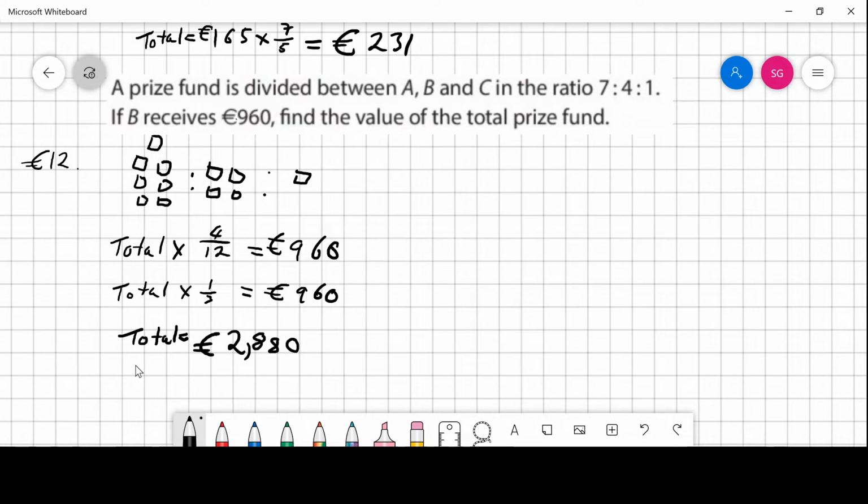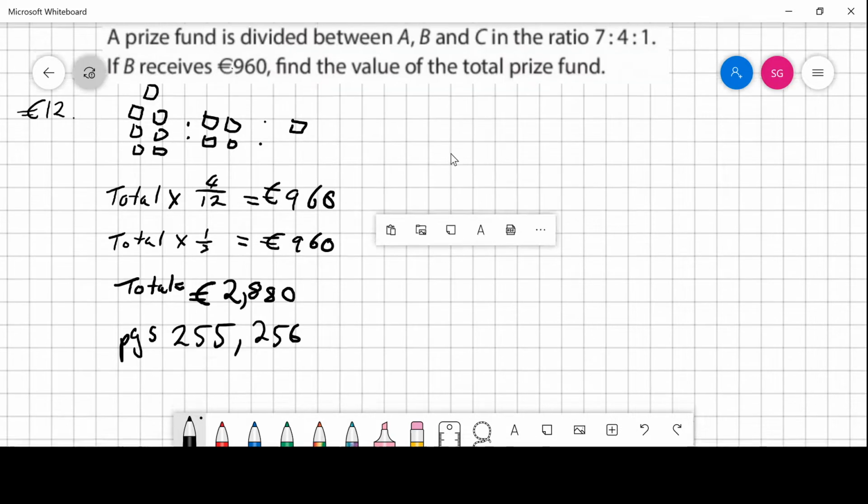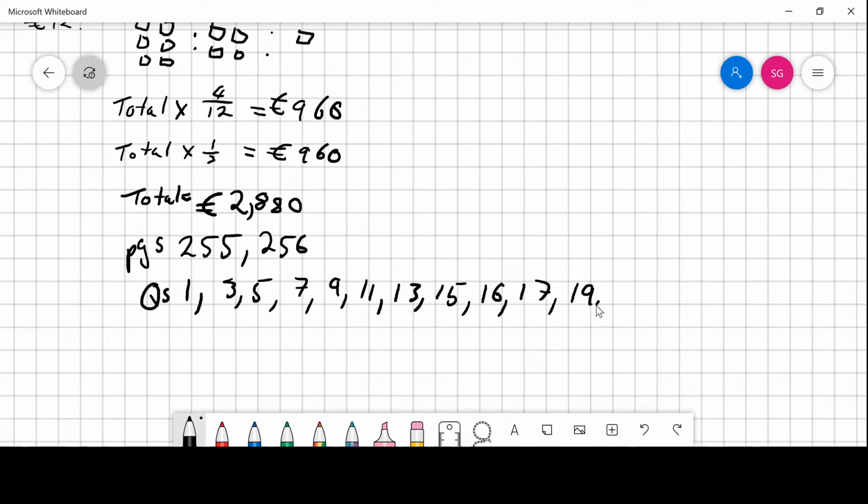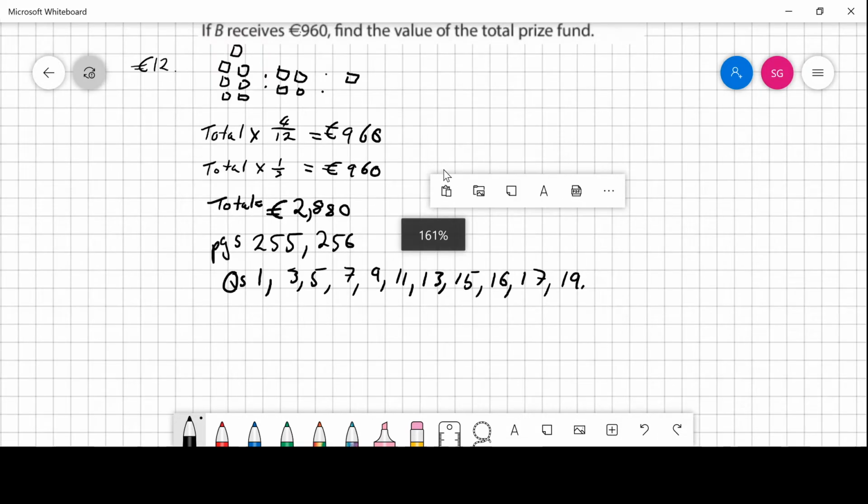Okay? So girls, I'm going to give you a bit more work to do on this sort of stuff. Can we go to pages 255 and 256? And can we attempt questions 1, 3, 5, 7, 9, 11, 13, 15, 16, 17, and 19. And as always, girls, some of these questions I have done in this video.